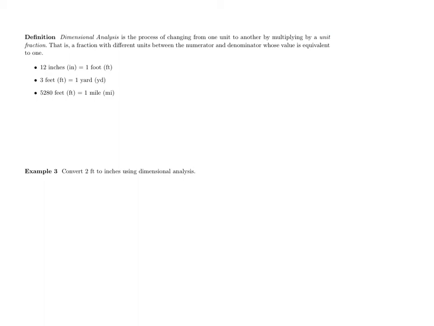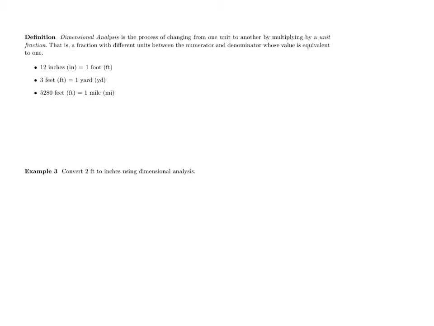The technical term for what we were doing on the previous slide is called dimensional analysis, the term used to describe converting from one unit to another. So more precisely, dimensional analysis is the process of changing from one unit to another by multiplying by a unit fraction. And a unit fraction is one with different units between the numerator and the denominator, but the value of the fraction is equal to 1. This says quite a bit, but let me try to describe this.